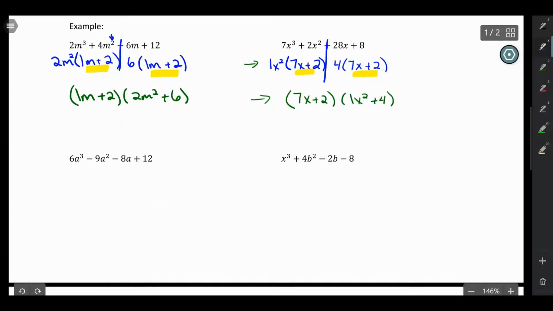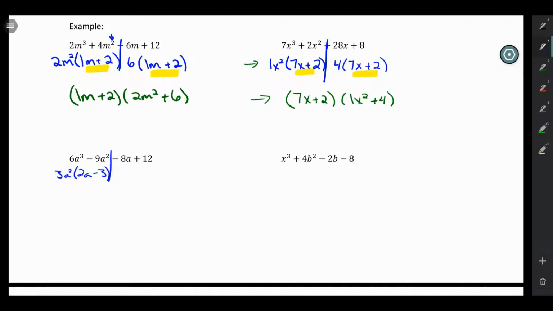Let's do it again. Split it in half. Now we're going to watch these signs as we go through this because we want to make sure we're putting them in the right places. So greatest common factor between 6 and 9 is 3. Least number of a's is a squared. 6 divided by 3 is 2. Negative 9 divided by 3 is negative 3. We've already got all our a squareds.